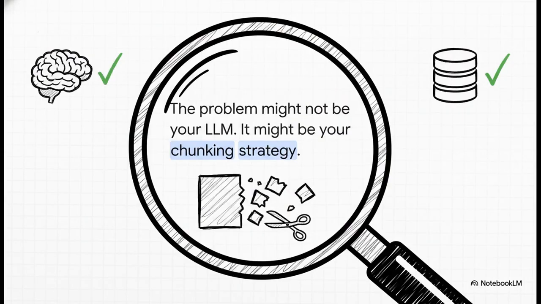Well, here's the thing. The problem probably isn't your fancy LLM, and it's probably not your database either. The real culprit, the hidden variable that's quietly sabotaging your entire system, is almost certainly your chunking strategy. Yet that step where we break down our documents is so much more important than most people think.